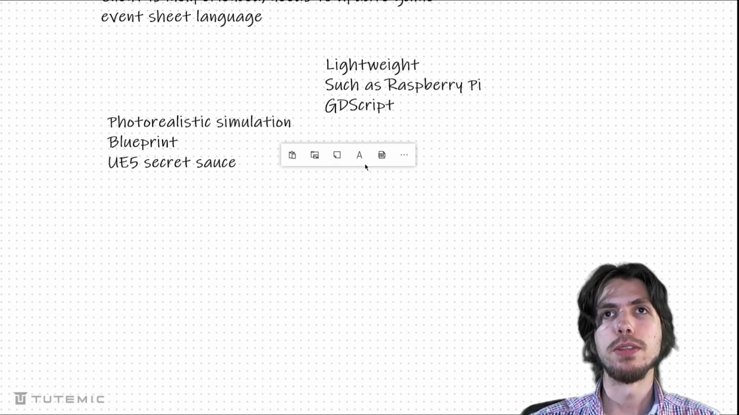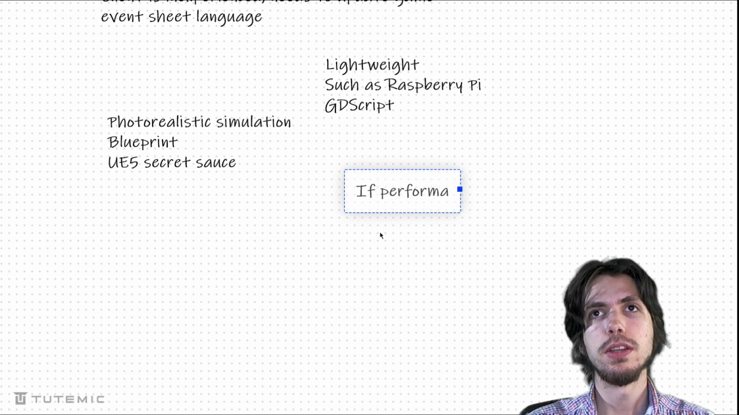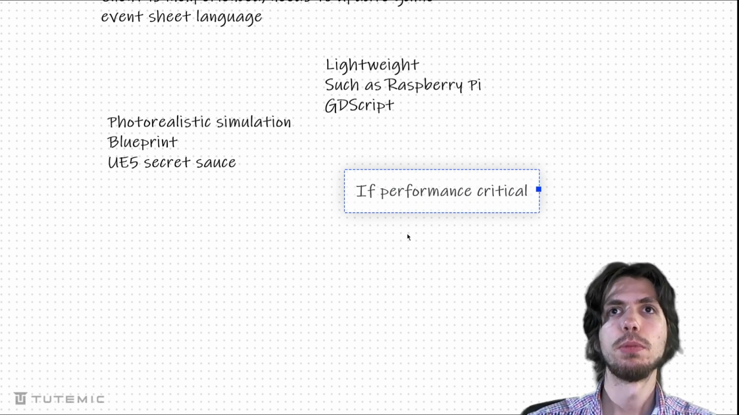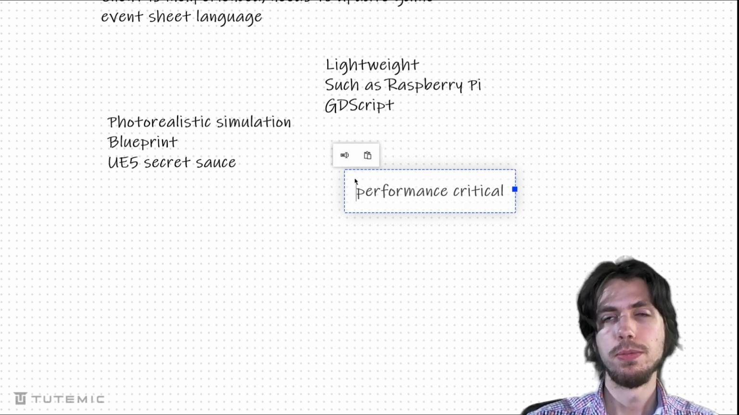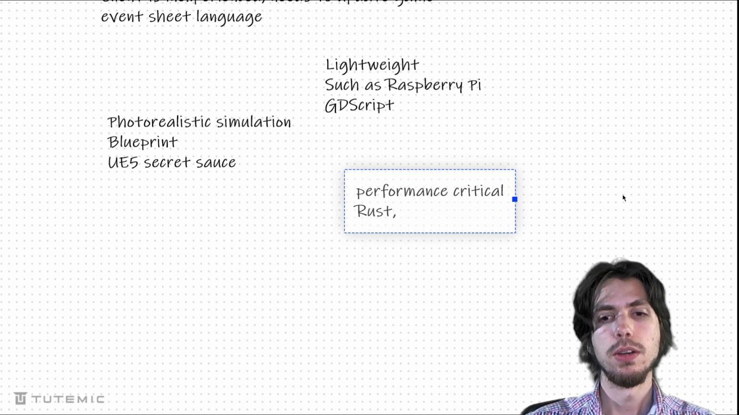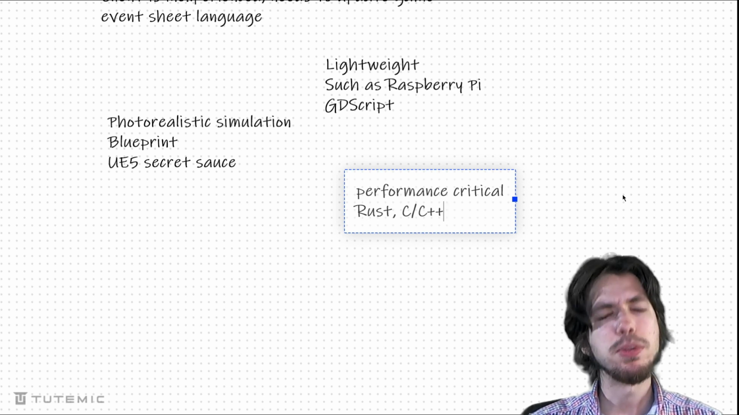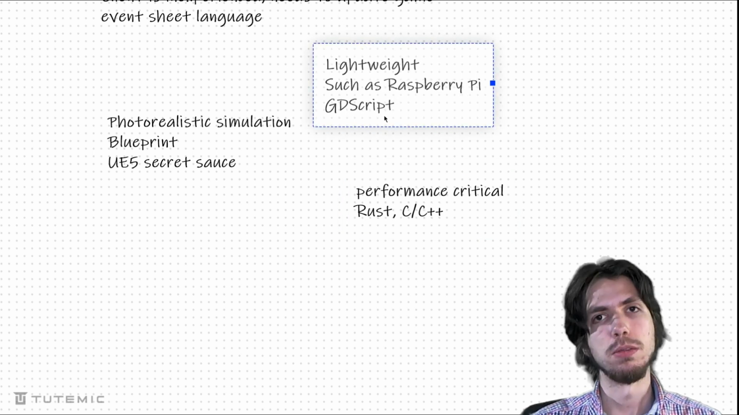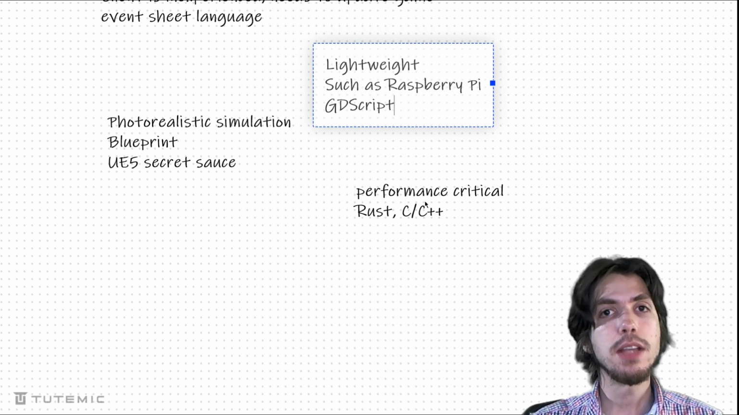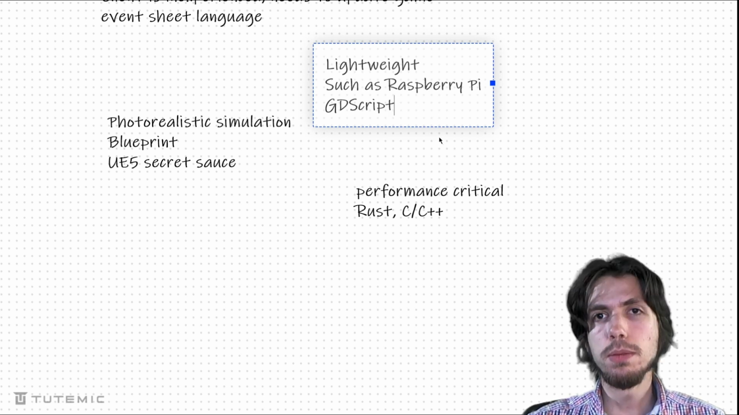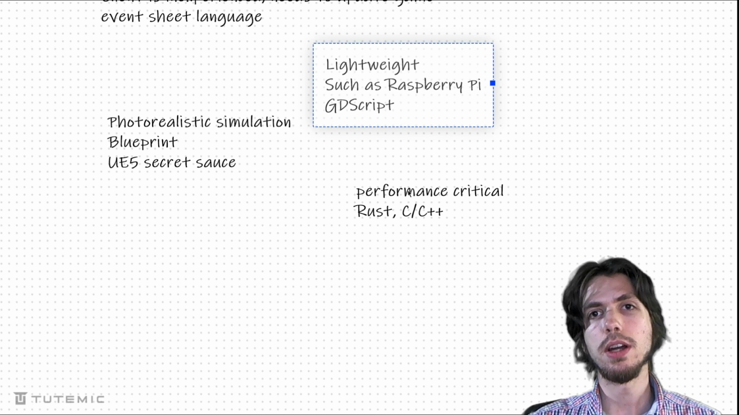Oh yeah, if performance is critical, then you're going to use a native type of language, something like Rust or C, C++, right? So that would be the best programming language if performance is absolutely critical to the application. GDScript, even though it's lightweight, is kind of slow. I mean, it's not that slow, but it's slow compared to C++ or Rust, and it has to be.